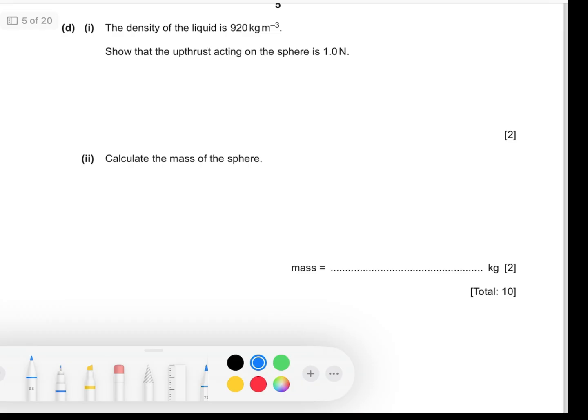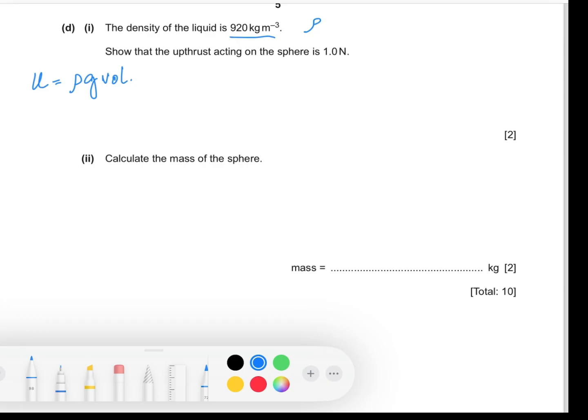Part D 1, the density of the liquid is 920 kg per meter cube. Show that the upthrust acting on the sphere is 1 Newton. Now, according to the syllabus, you are required to know the formula of upthrust, which is equal to density multiplied by gravity multiplied by volume of the object, which is falling through a fluid.